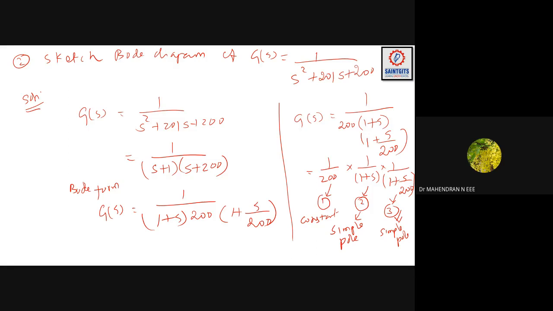If you are getting a quadratic equation like this, then we have to find the roots of the quadratic equation, and based upon the roots, we can split the denominator, and after splitting the denominator, get your Bode form. After getting your Bode form, you get the terms which are available in your transfer function. So we identified there are three terms for this particular G of S.